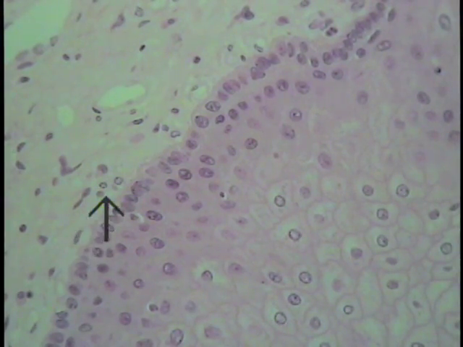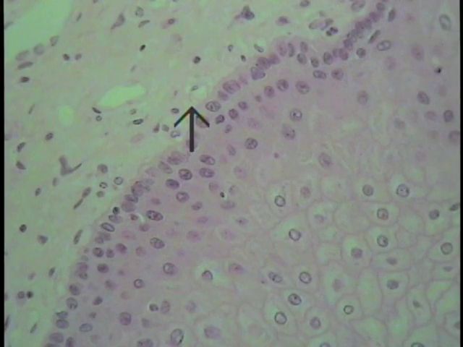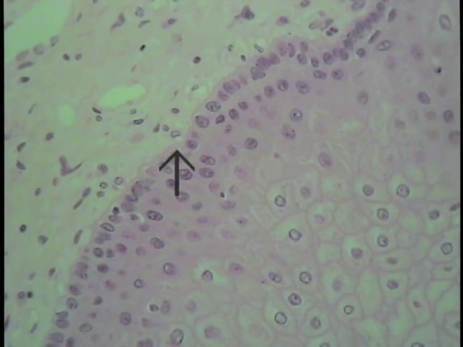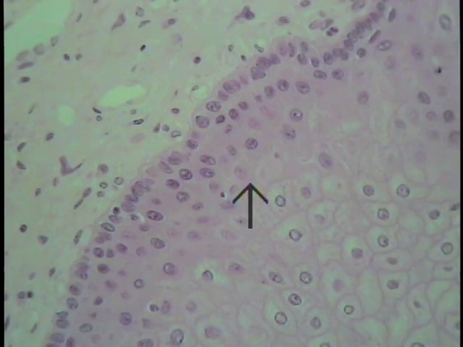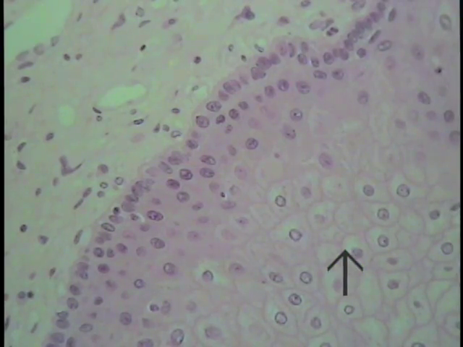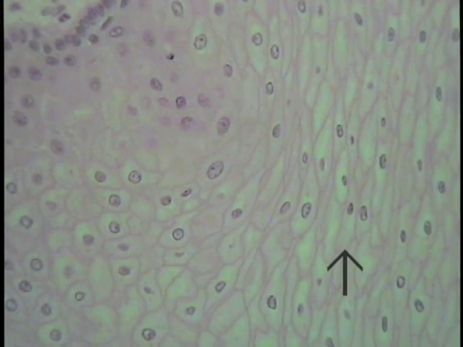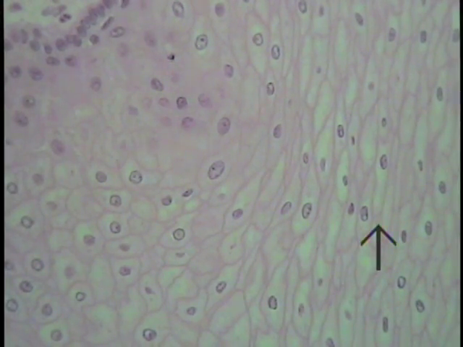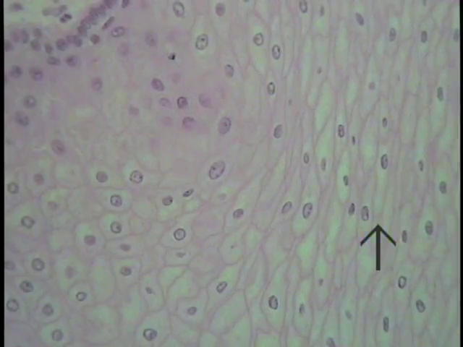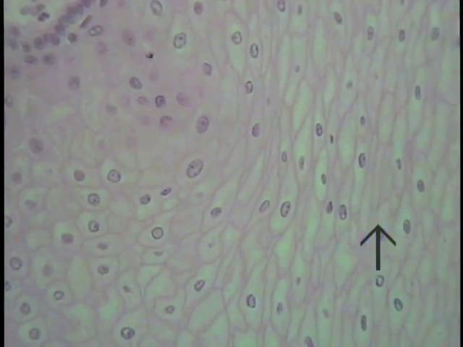lying on a real thin little basement membrane. We can see that these cells, as they progress and migrate towards the interior, which indeed they do, they begin to change their shape. They become more spindle-like or fusiform, and as they approach the luminal surface, become flatter and flatter. So we've gone from columnar to sort of a diamond shape to more of a flattened type of epithelium that will eventually be sloughed off into the lumen.